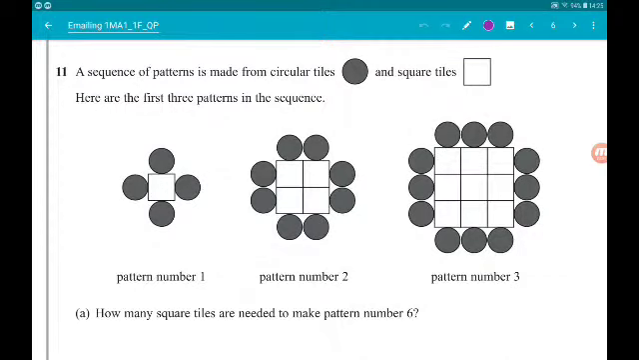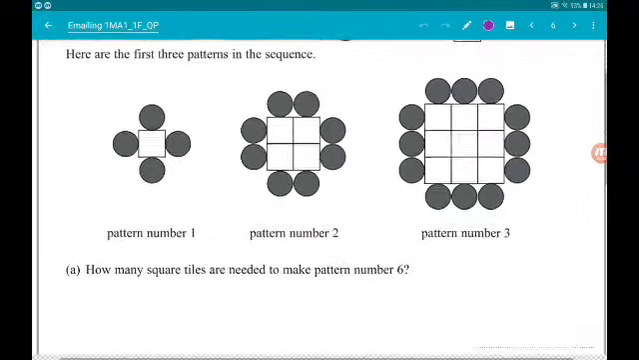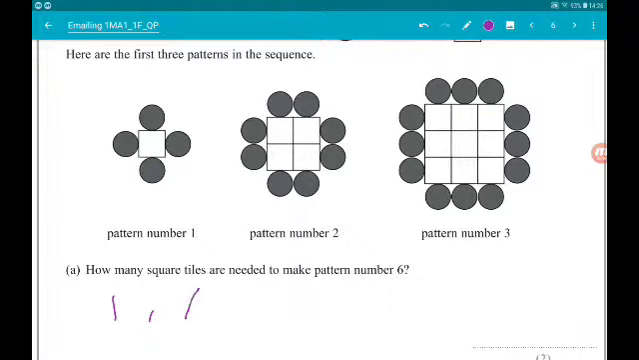Okay, number 11, we got sequences and terms and things, so my playlist is down below. So a sequence of patterns is made using circular tiles and square tiles. We're given the first 3 patterns. Part A asks us how many square tiles will be needed to make pattern number 6. So, let's write down the numbers of square tiles needed and see if we spot a pattern. So, pattern 1, we need 1 square. Pattern 2, we need 4 squares. Pattern 3, we need 9 squares.